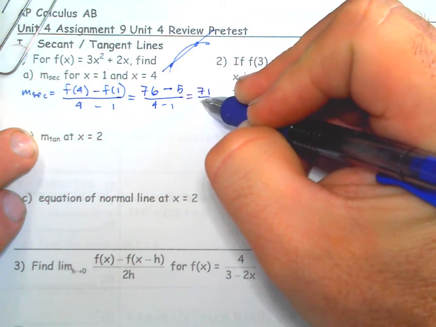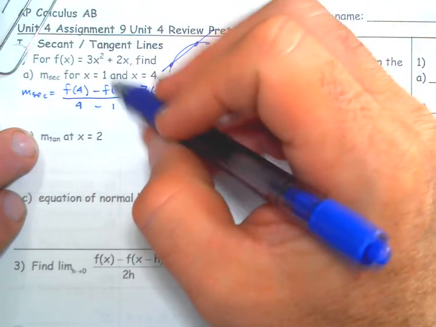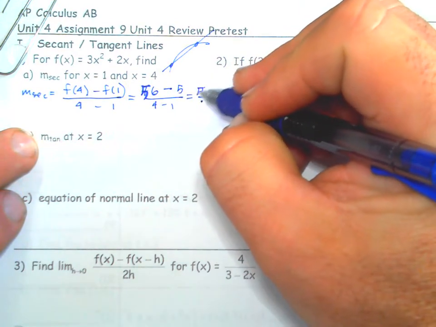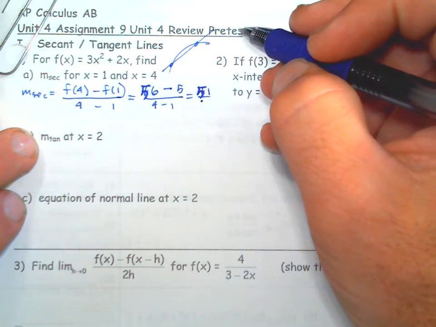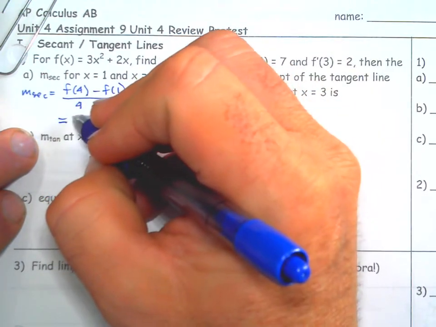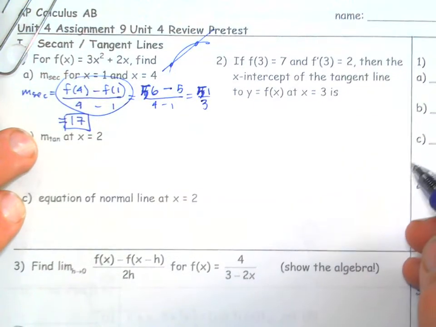I think I made a mistake somewhere. 48 plus 8 is 56. But that's exactly why you want to show your setups, so that if you make some silly mistake like that, you're getting a lot of the points for at least knowing how to set it up.